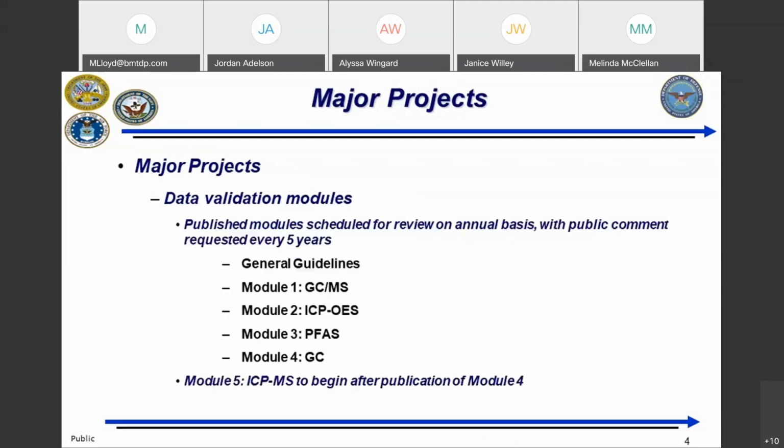The major projects that our group is responsible for are, obviously, publishing the data validation modules. As I'm sure you are all aware, right now the general guidelines are published, as well as modules 1 through 4. We have started working on module 5, which is going to be ICP mass spec, and we anticipate getting something out there for review here in the next month or two, and then hopefully we will be able to publish by the end of the year.